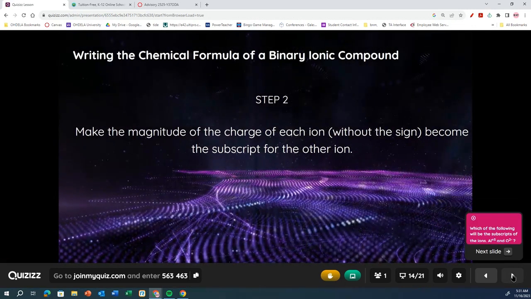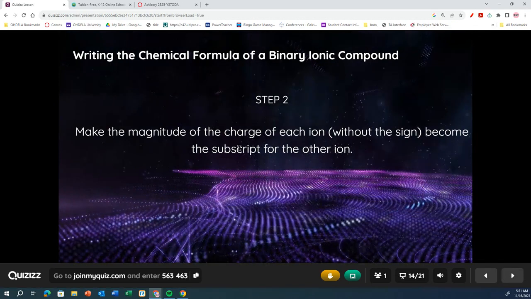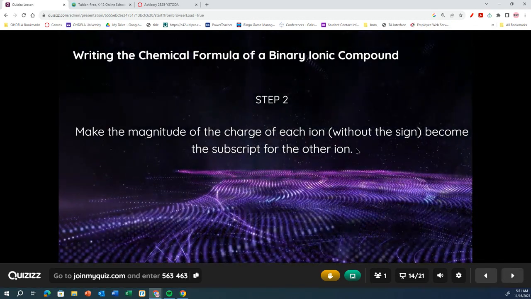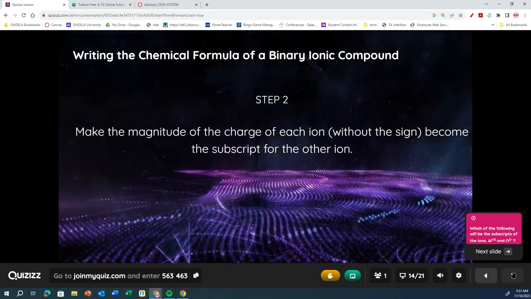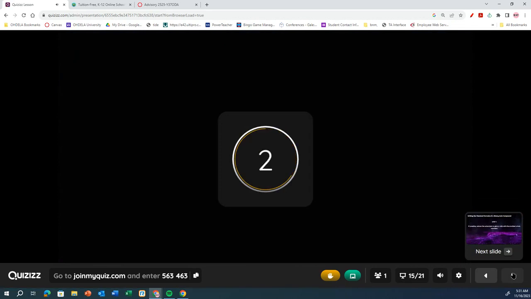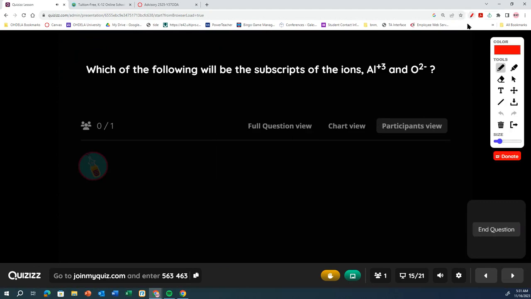Writing the chemical formula for a binary ionic compound. Make the magnitude of the charge of each ion, without the sign, become the subscript for the other ion. So let's take a look at this. We have aluminum and oxygen. So we bring the 3 down to the subscript of the O and the 2 to the subscript of the aluminum.